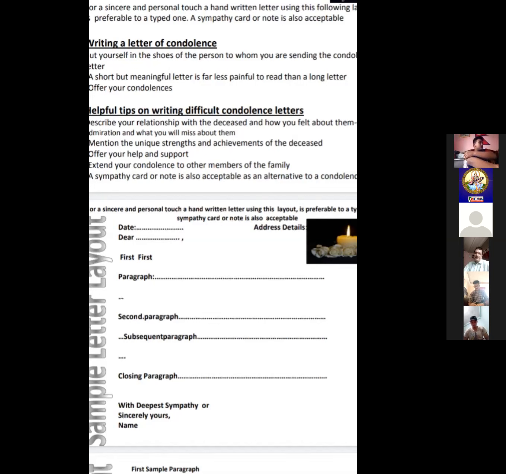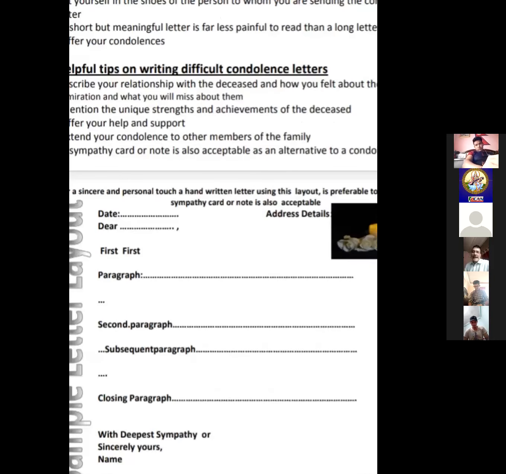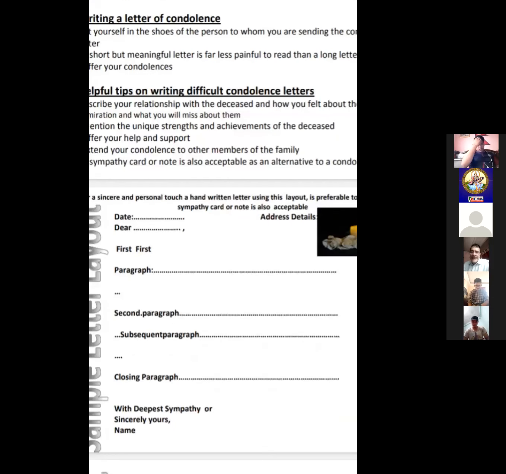Okay, fine. So now this letter, I have done part by part. First of all, what you have to do is write on top, the letter of condolence or condolence letter, or one of the caption words over there.